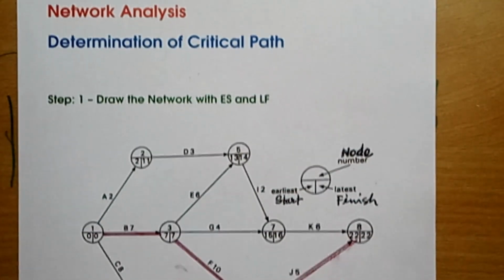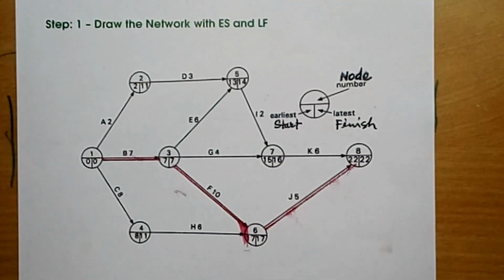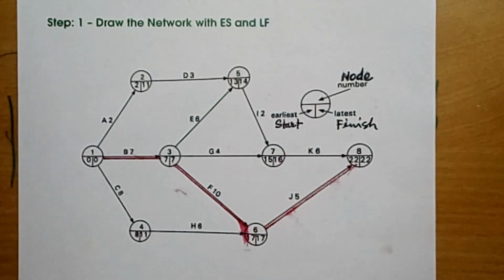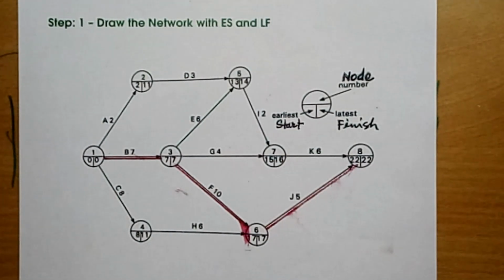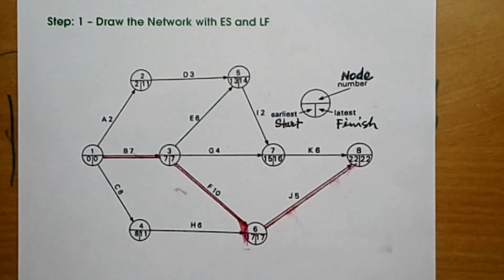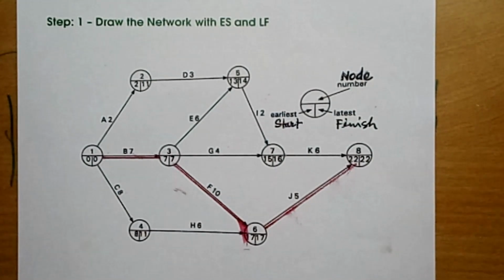See, in a network diagram, you have only one critical path, and you have a number of paths from start to finish, and out of that, one is the critical path. If we define it, the critical path is the longest path through the network diagram, and the total time or duration of that path is actually the duration of the project.